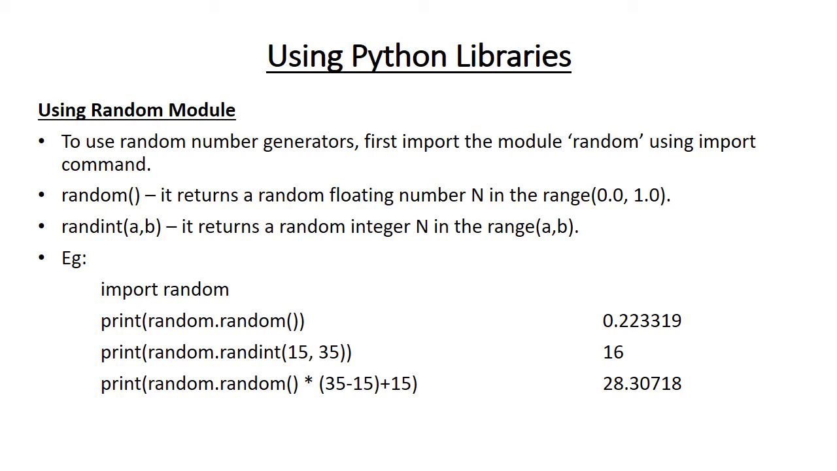Print random.randint of 15, 35. So between 15 and 35, it will print any number, including 15 and 35. One more example: print random.random multiplied by 35 minus 15, plus 15. So it will print any number between 15 and 35.